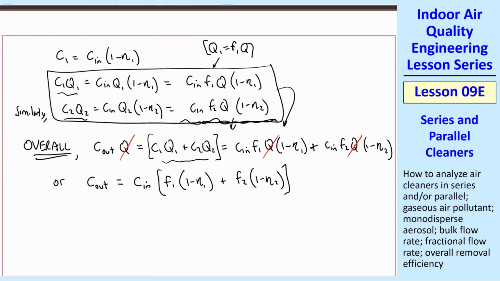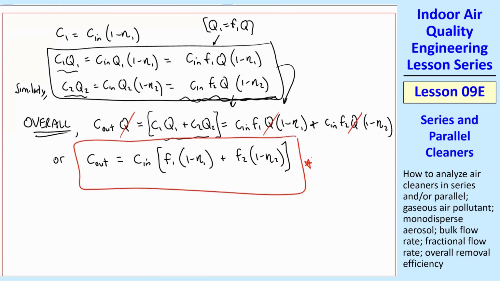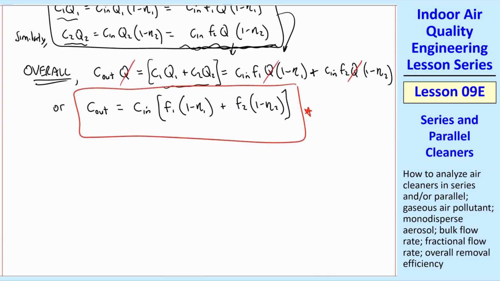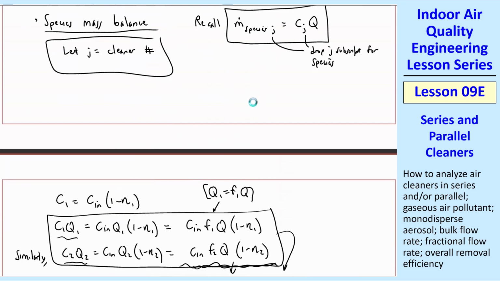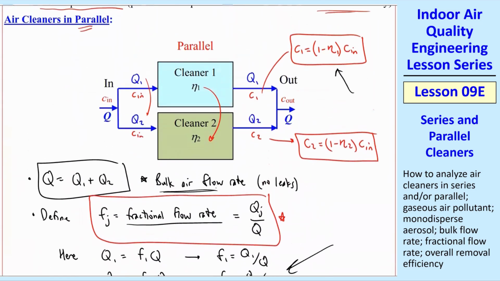Remembering that these F's are fractional flow rates, don't confuse those with mass fractions as we talked about at the beginning of the course. So that's our final expression for C out. In terms of an overall removal efficiency, we'll call that eta overall. Like any cleaner, we define this as 1 minus C out over C in. And for our case, we're talking about these 2 cleaners in parallel.